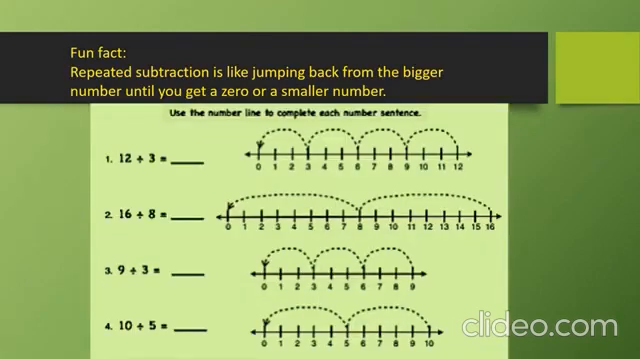Use the number line to complete each number sentence. 12 divided by 3. Here we have 12. 1, 2, 3. Here we have the first jump. The second jump, the third jump, and the fourth jump. So 1, 2, 3, and 4. So 12 divided by 3 equals 4. Here we get 0.